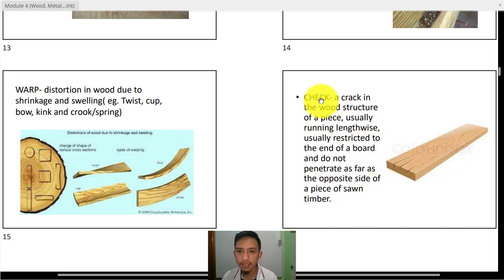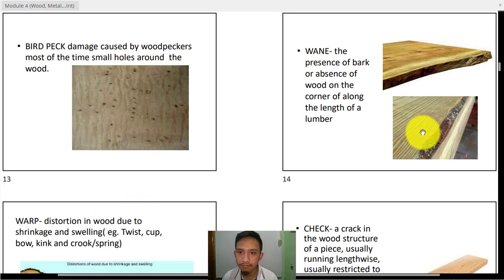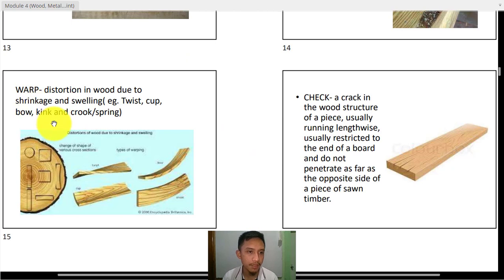We have also what we call a check, or not yet, we are not yet done with the warping. Okay, so warping is also another defect which is actually prone on a lumber with a cross section or a thickness which is very thin compared to the length of the cross section.